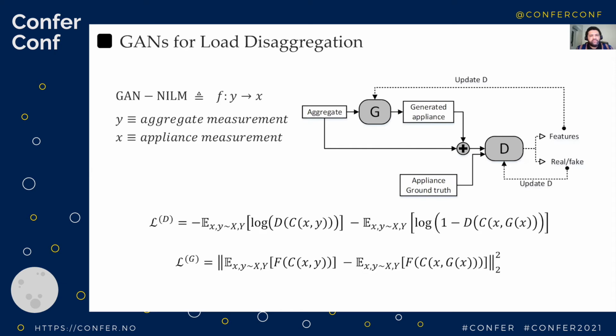Through time, the generator becomes better in producing appliance level measurements only from seeing the smart meter measurement. And the discriminator gains experience in classifying those better samples from the real ones. And both networks learn through time. To make GANs work for NILM, we had to do some adaptations to the loss function, but the adversarial notion that we discussed just in the previous slides is still the main scheme of training.